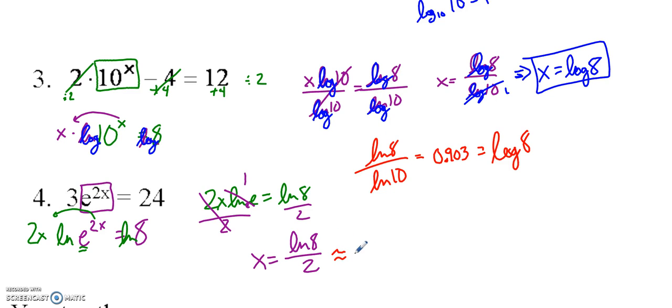If you need to get a decimal approximation for that, it's approximately 1.039. So again, either have an exact answer or 3 decimal places. All right? So that's exponential equations.